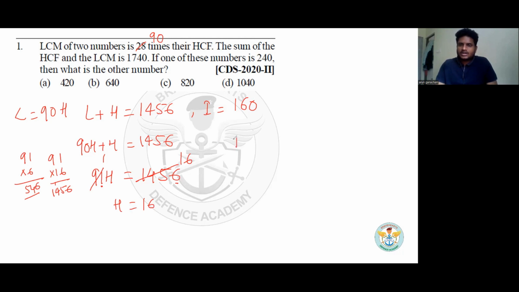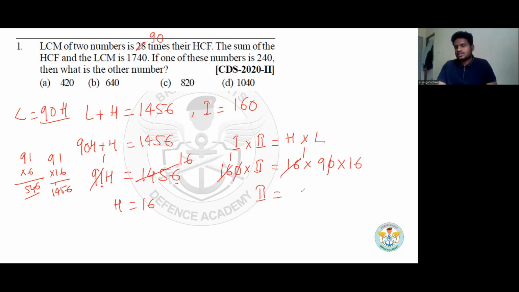Now number 1 into number 2 is equal to HCF into LCM. Your number 1 was 160. Your number 2 is what we don't know. HCF is given as 16 and LCM can be written as 90 into 16. Getting this? 90 into 16. 16 ones are 16, 16 ones are 0, and the zeros are getting cancelled. So the second number will be 16 nines, it will be 144. Understanding what we are doing here?